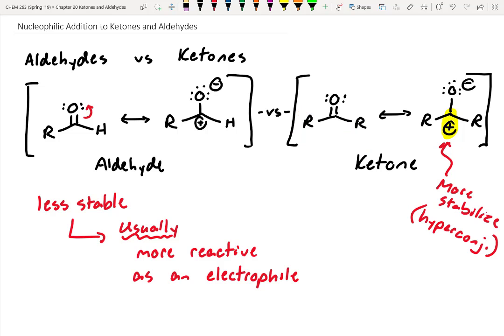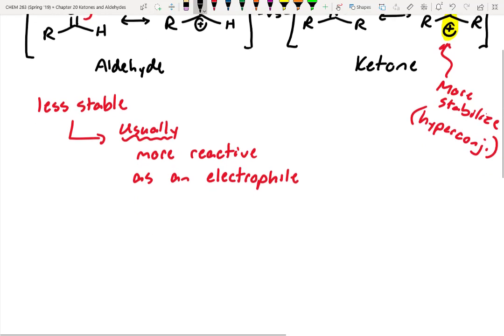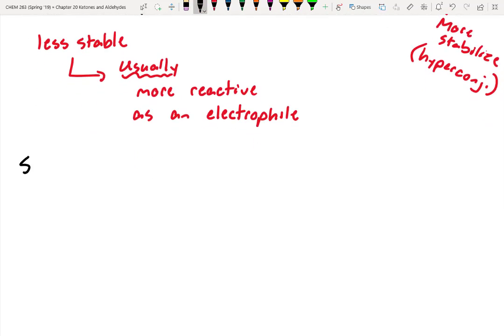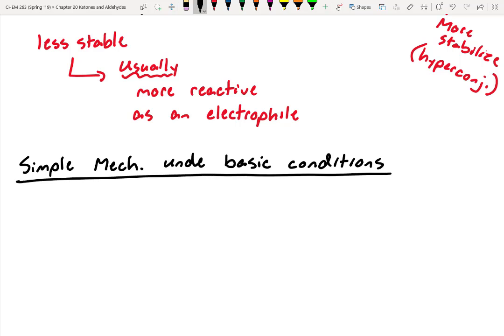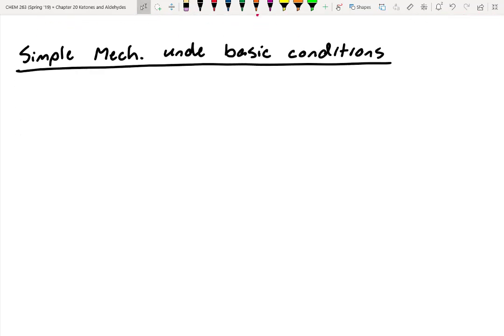All right, so aldehydes we know have a little bit more oomph to them. They tend to be a bit more reactive. So let's see what happens with each of these when they're treated with a nucleophile. A lot of these are pretty straightforward. So I'll just do a simple mechanism under basic conditions. Just to clarify, basic conditions as in like pH 8 to 14? Yes. Not just basic as in no acid.